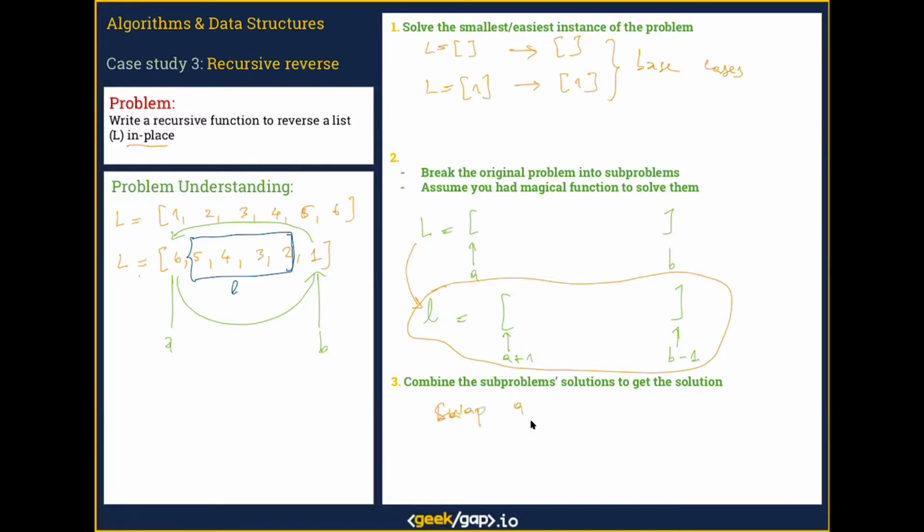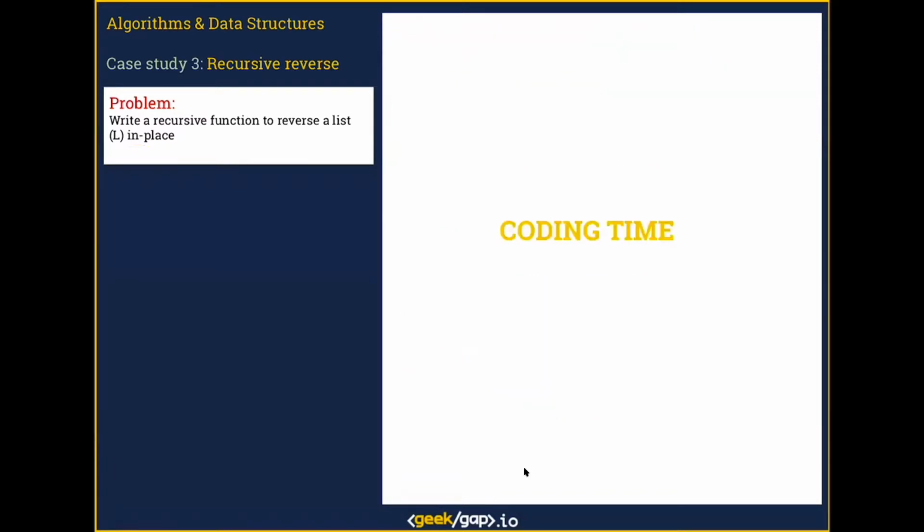So now you swap the elements at positions A and B, and that's it. That's all there is to it. And let's see the code. Coding time.